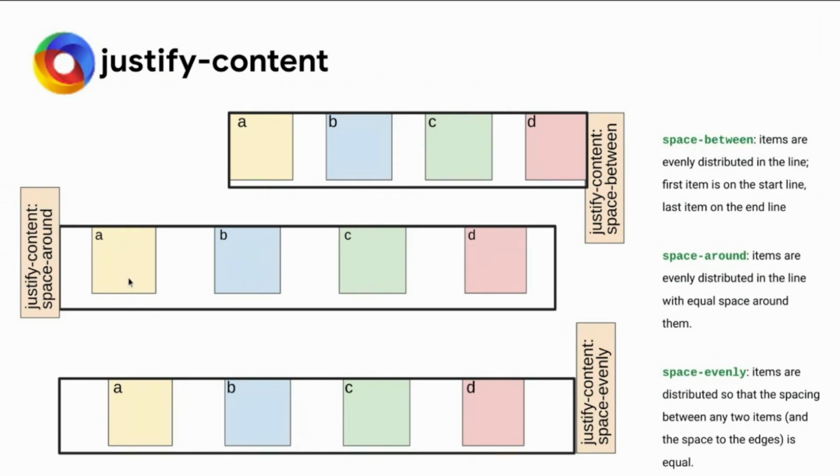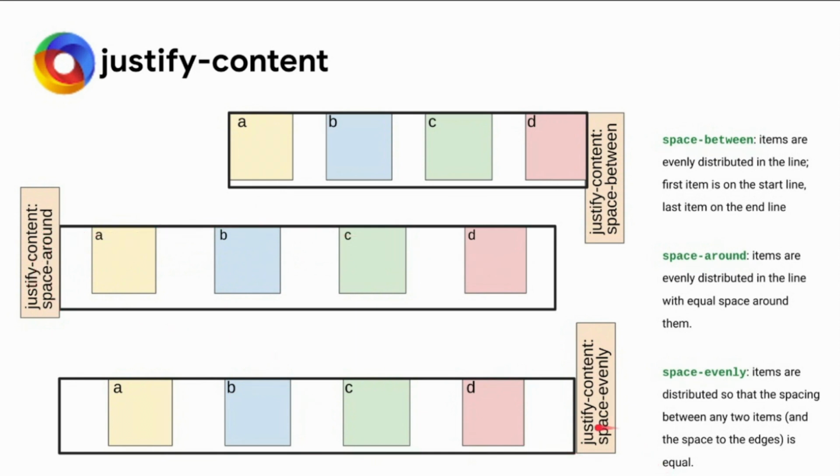Space around will put equal space around each of the elements. Suppose here it puts 10 pixels, and here it again puts 10 pixels till here. Then for B, again it puts 10 pixels of space here and 10 pixels here. So if you see, the space at the edge would be half the size of the space in between. Here it is 10 pixels, in between it would be 20 pixels, then 20 pixels, then again 10 pixels, like that. Space around works that way.